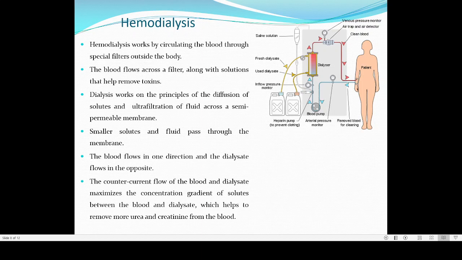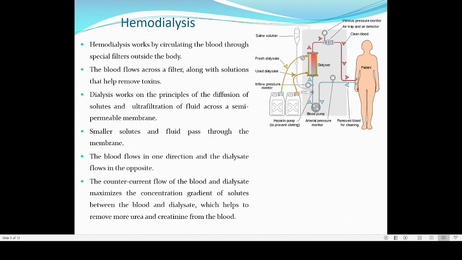Hemodialysis machine. Here you can see that there is an instrument like this. This type of instrument will be there, and that is how hemodialysis normally works. The patient will be lying on a chair or a bed for several hours.